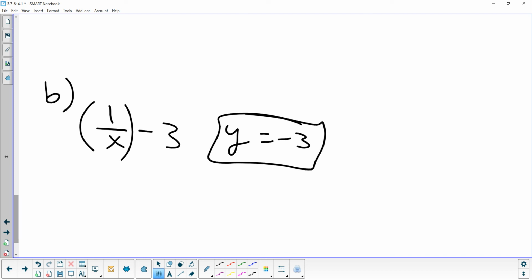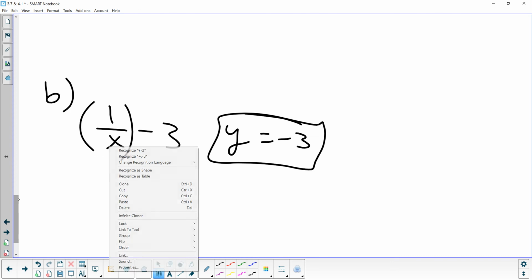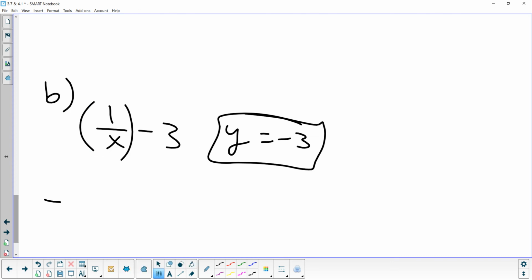And if you plugged in like -1,000, you would have -1/1000th, or -0.001, minus 3. Well, that's -3.001. Very, very, very close to -3. Either a little above it or a little below it. Depends if you plug in a really big positive number or a really big negative number.